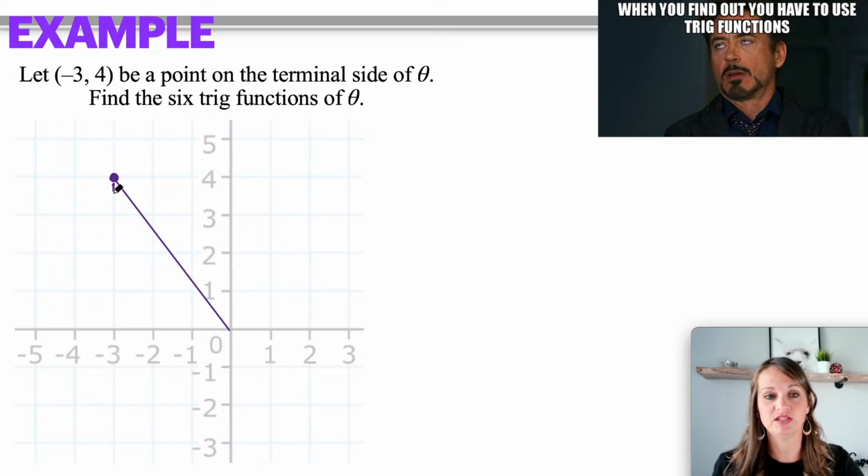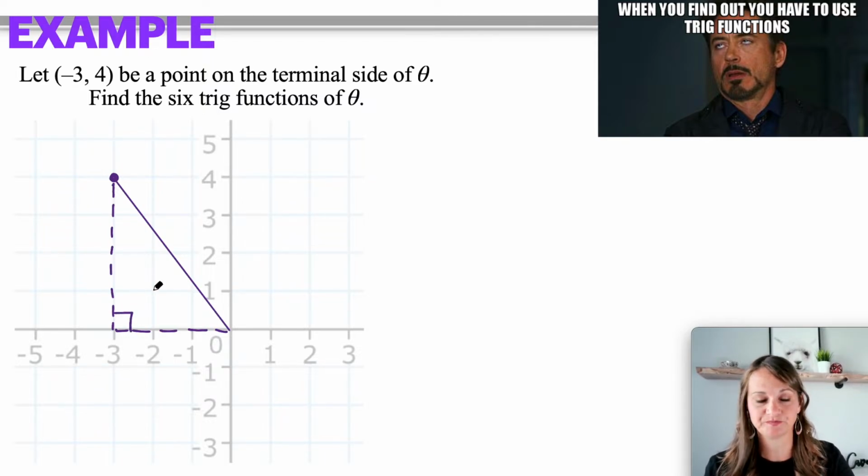So what you do is you draw a triangle using the x-axis. Do not draw it this way using the y-axis. Never, never, never. Always use the x-axis. So I know that I have to go over -3 and I have to go up 4.